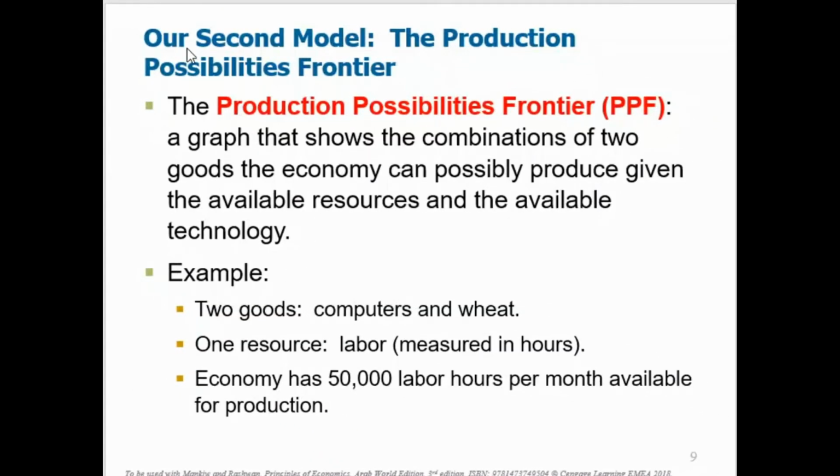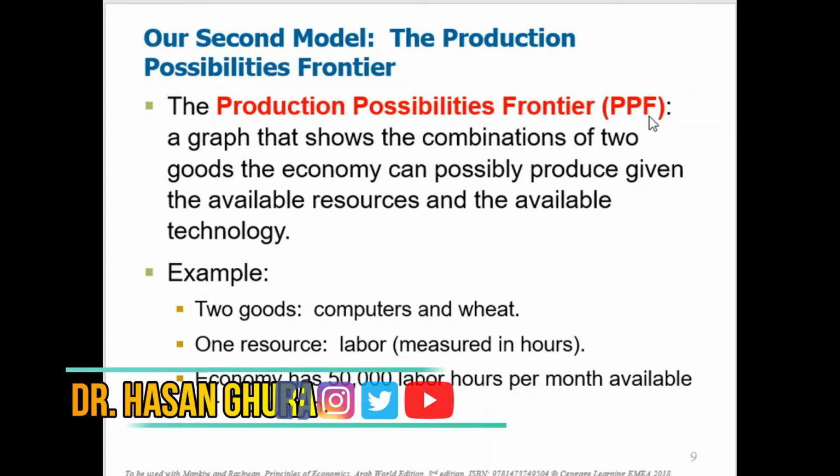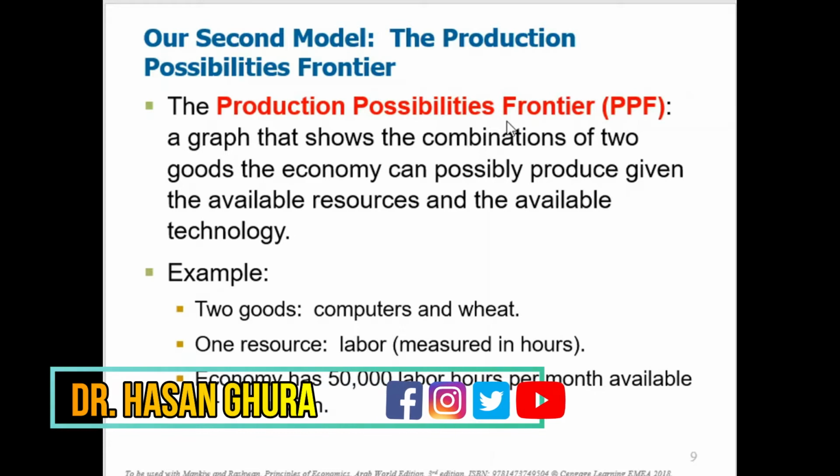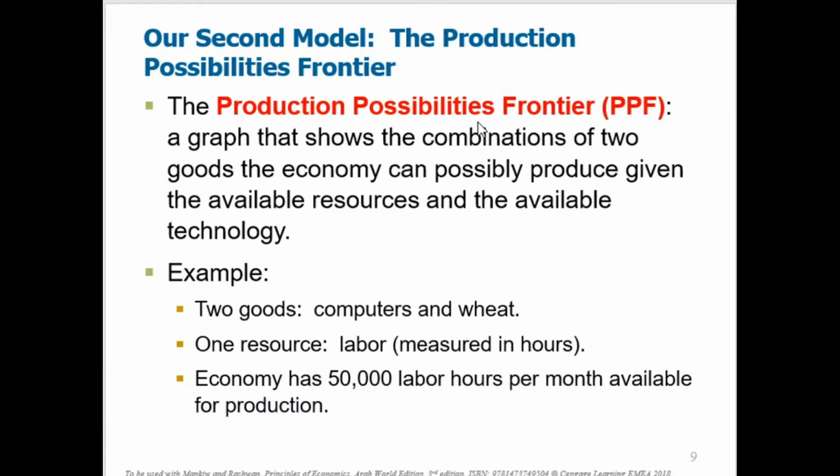So again, our second model is the production possibilities frontier, usually named PPF. It means the maximum that we can produce of goods and services for a certain economy. The production possibilities frontier shows the maximum possibility for a country to produce goods and services. In this model, basically it's a graph that shows the combinations of two goods the economy can possibly produce given the available resources and the available technology.